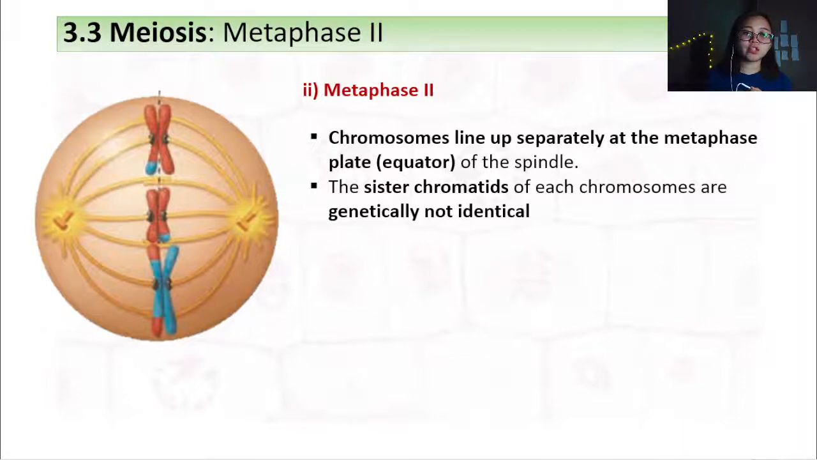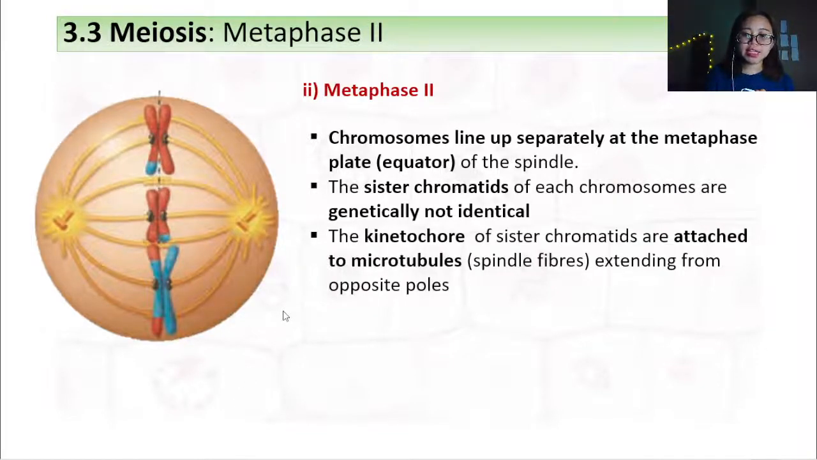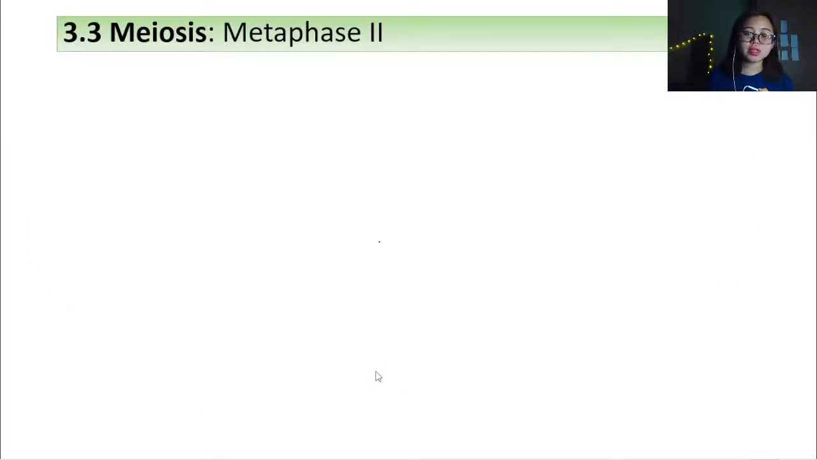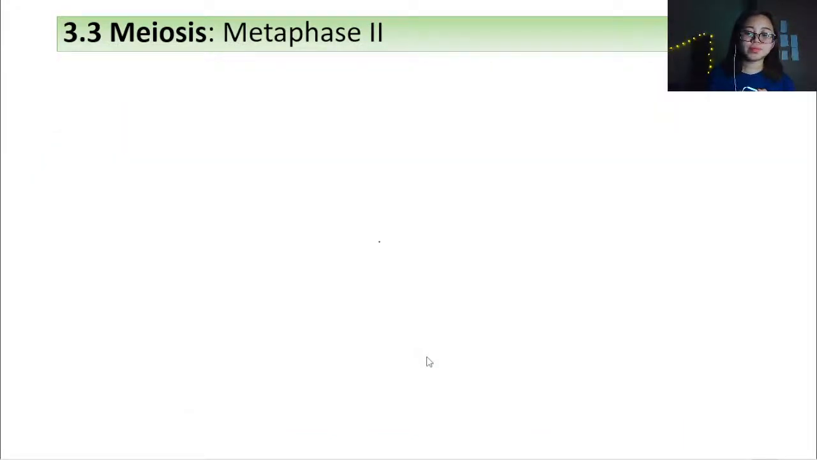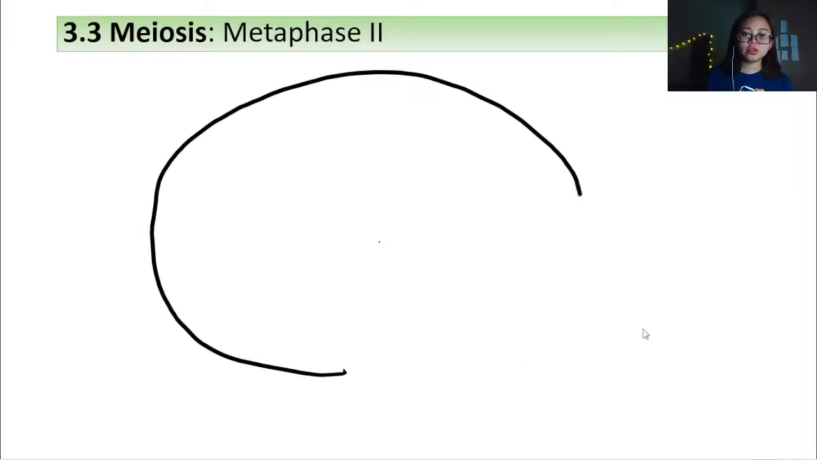It's not going to carry the same genetic information because if you remember in prophase 1 and metaphase 1 we already had the crossing over. Okay, dia sudah bertukar maklumat genetik dengan homologous chromosome. And the kinetochore of sister chromatids are attached to microtubules extending from opposite poles. Itu sajalah. Yang ayat ketiga tu cuma mau cakap dia bersambung dengan microtubule atau spindle fiber.